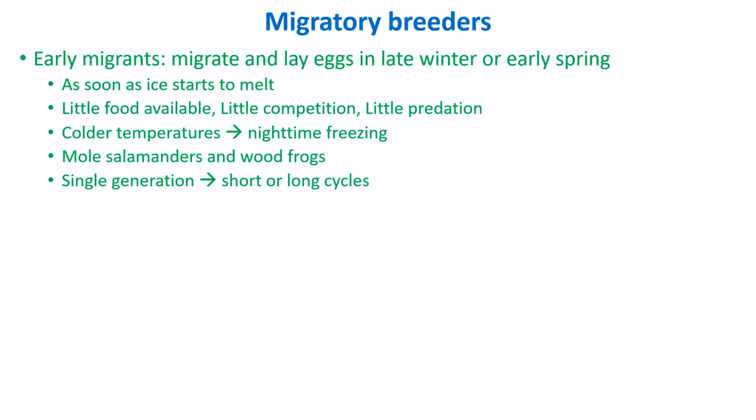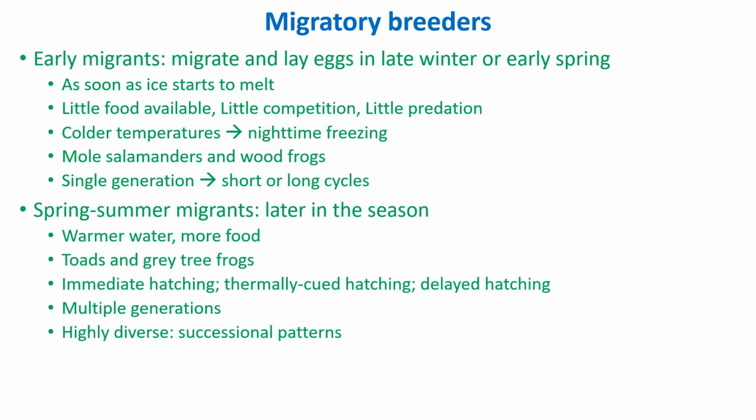So these guys only undergo a single generation within a single season. For wood frogs, these generation cycles are quite short, not more than a couple of months, but in terms of mole salamanders, it could be quite long. It could be as long as starting from March all the way going up to August.